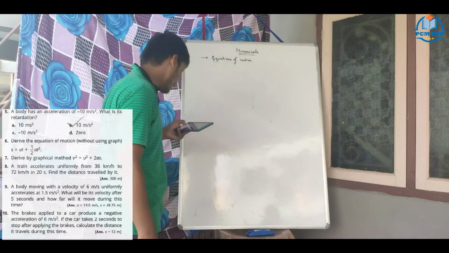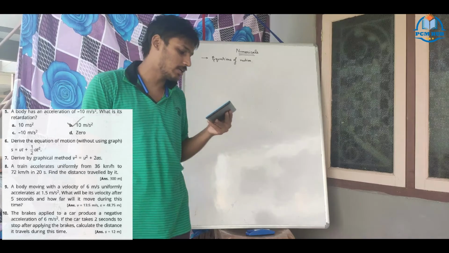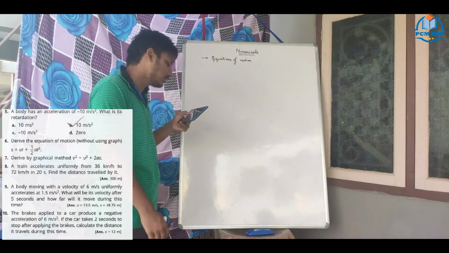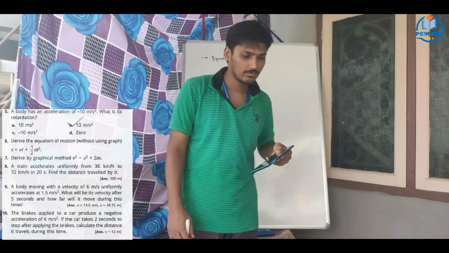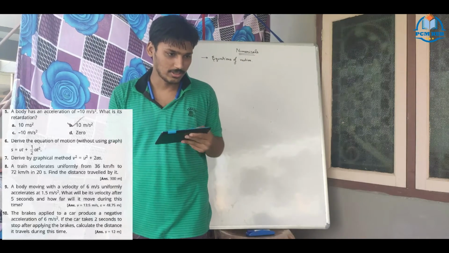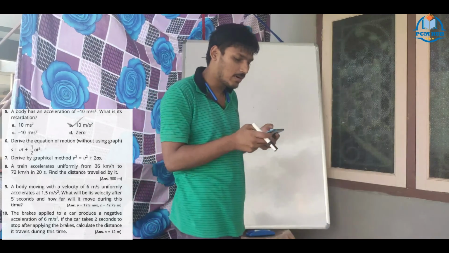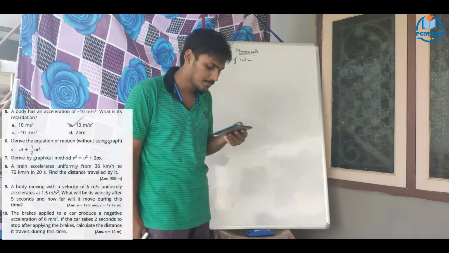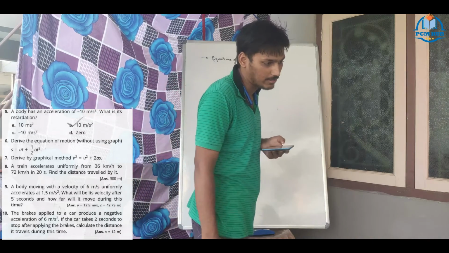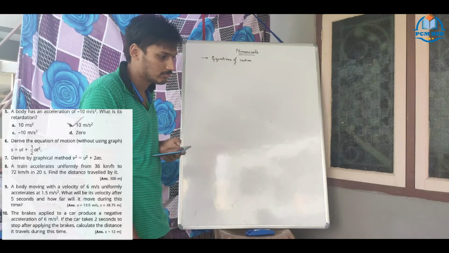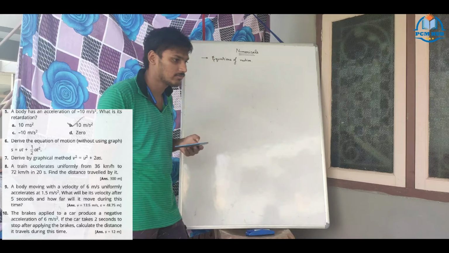A train is accelerating uniformly from 36 km per hour to 72 km per hour in 20 seconds. Find the distance traveled by it. This is the question. I'm reading again. Once more: the train is accelerating uniformly from 36 km per hour to 72 km per hour in 20 seconds. Find the distance traveled by it. Simple question. Do it. Page number 9, as I already told.